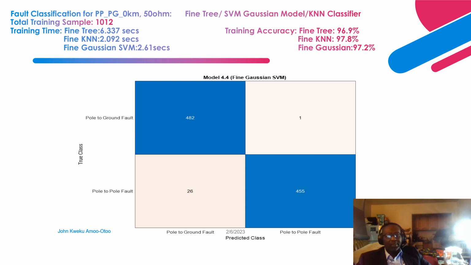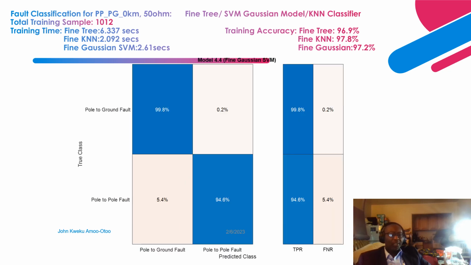Okay, for the confusion matrix for the fine Gaussian support vector machine, for a pole to ground fault, 482 were classified accurately, predicted accurately, and only one data out of the pole to ground fault was misclassified as a pole to pole fault. For the pole to pole fault data, 26 of them were misclassified as a pole to ground fault, and 455 were classified correctly, predicted correctly as a pole to pole fault.